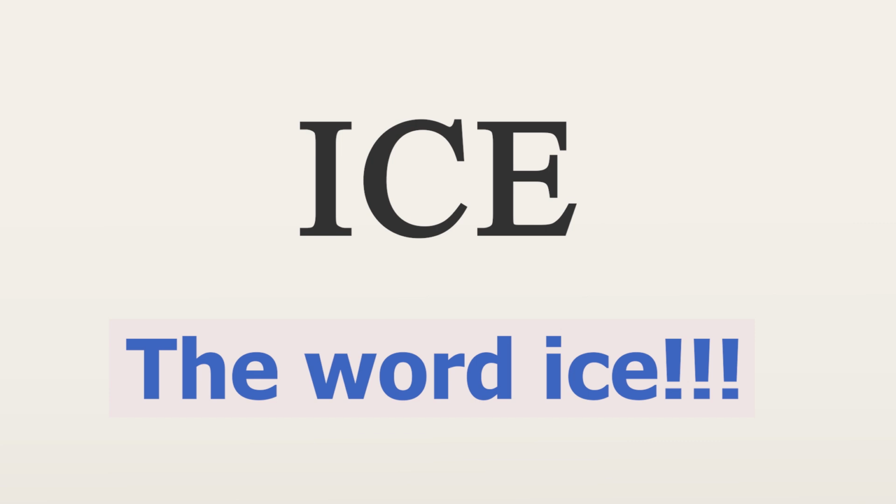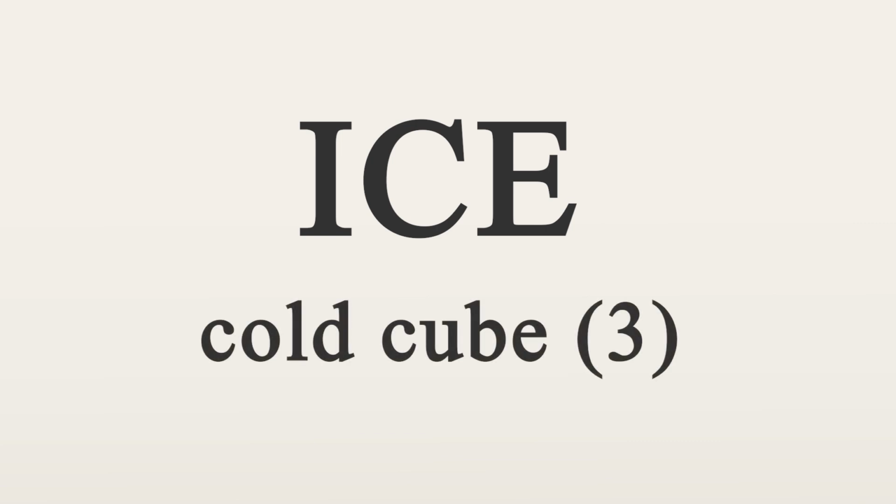Never solved a cryptic crossword? Here's how. This is ice. This is the word ice, and this is a standard crossword clue for ice. You can see there's the number on the right-hand side called the enumeration, which tells you how many letters are in the answer, and then there's the definition for the answer you're looking for.